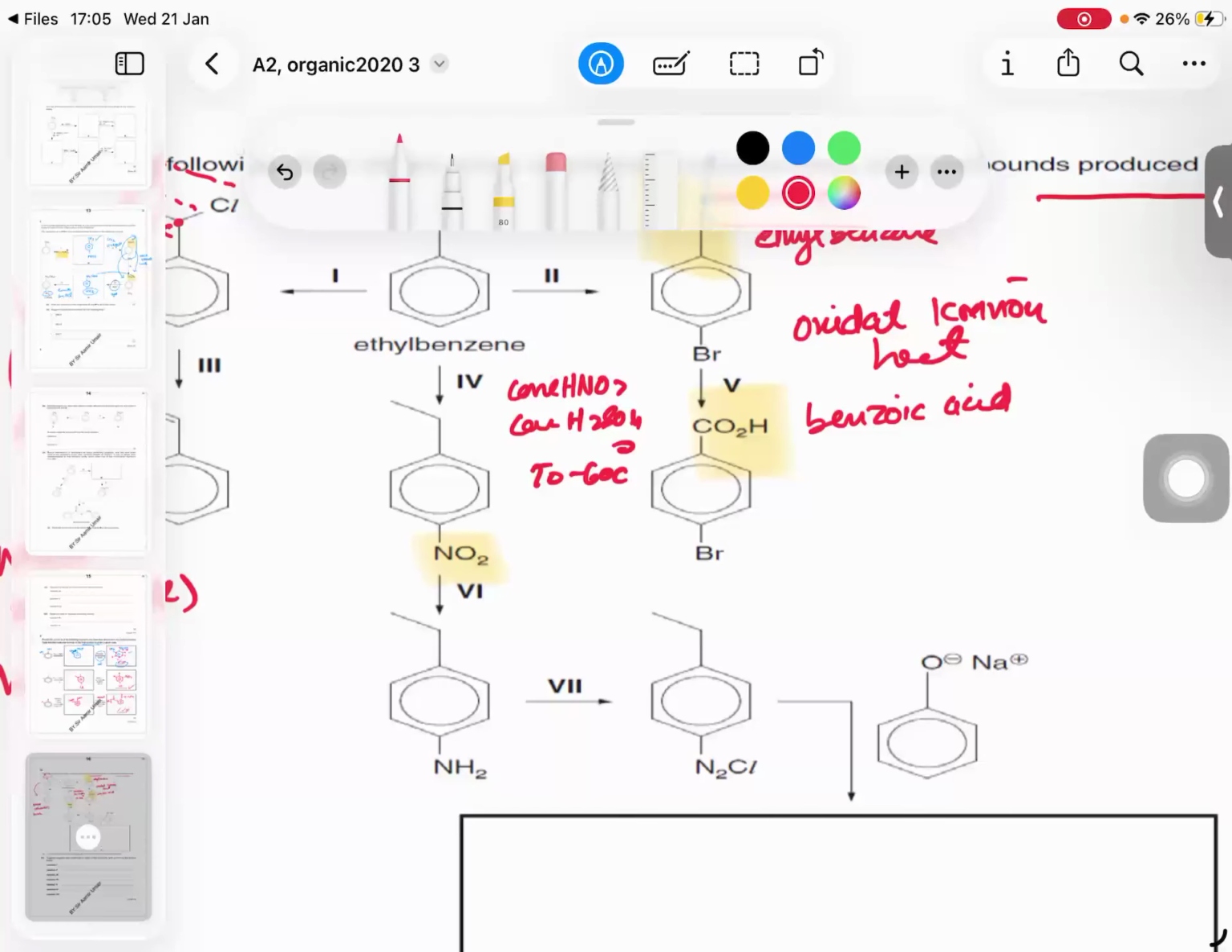Ayla, number 6. What is happening in number 6? Ayla, are you there? Nitro turning into NH2. Ayla, we can't hear you, so we are moving on. We'll come back to you. It's not BDC, unfortunately. It's phenylamine. Tin with concentrated HCl.